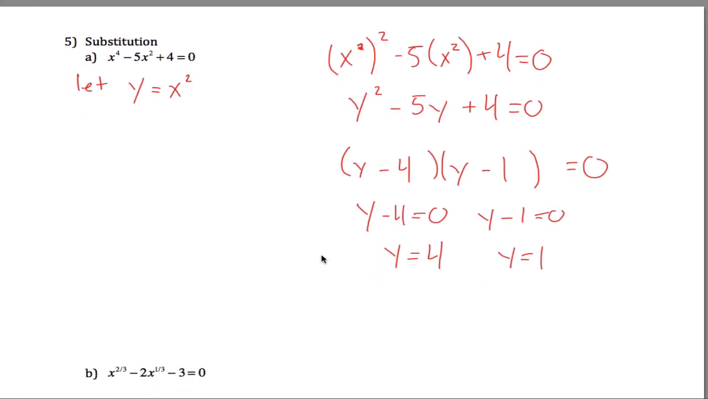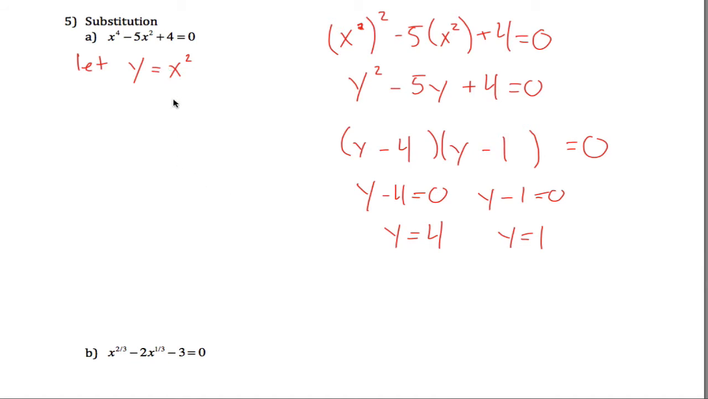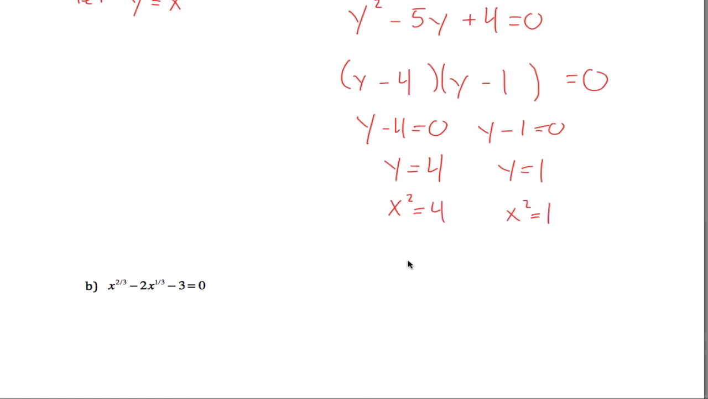Done? No. Because y is something I just invented, right? Y I'm calling x squared, but that wasn't in the problem. This problem didn't have any y's in it. It's just something that I did. So what I got to do is substitute back. I got to make up for the fact that I just changed the problem to make it something I could solve. Change it back. Y is really x squared. This is really saying x squared equals 4, and this is saying x squared equals 1. So if I want to solve for x, I take the square root of both sides of the equation and get x is plus or minus 2 here, and x is plus or minus 1 here.